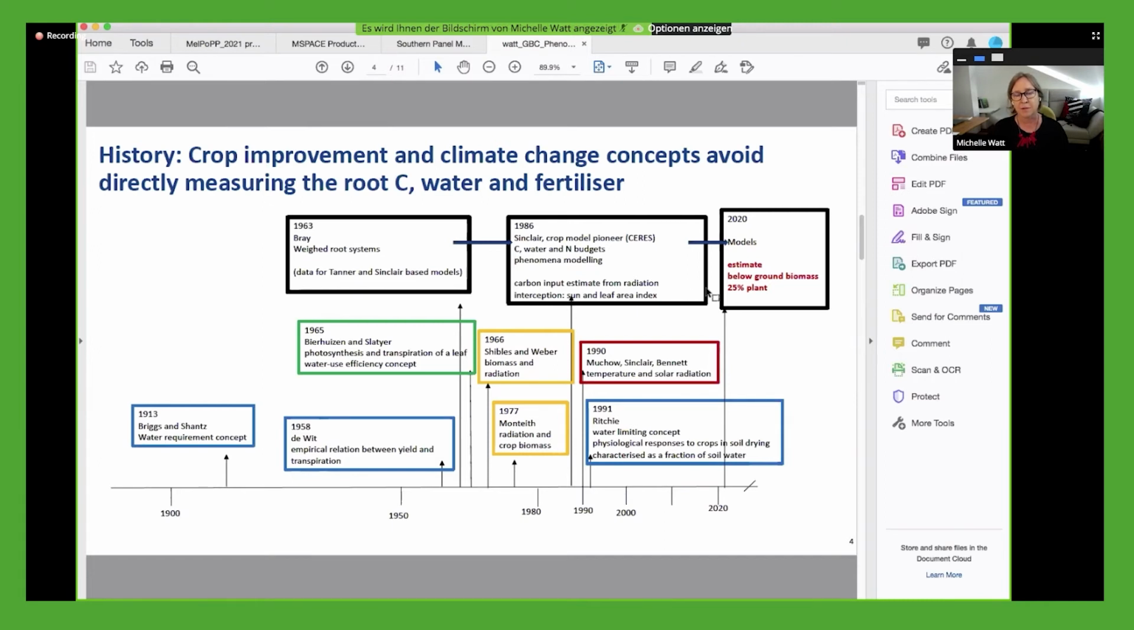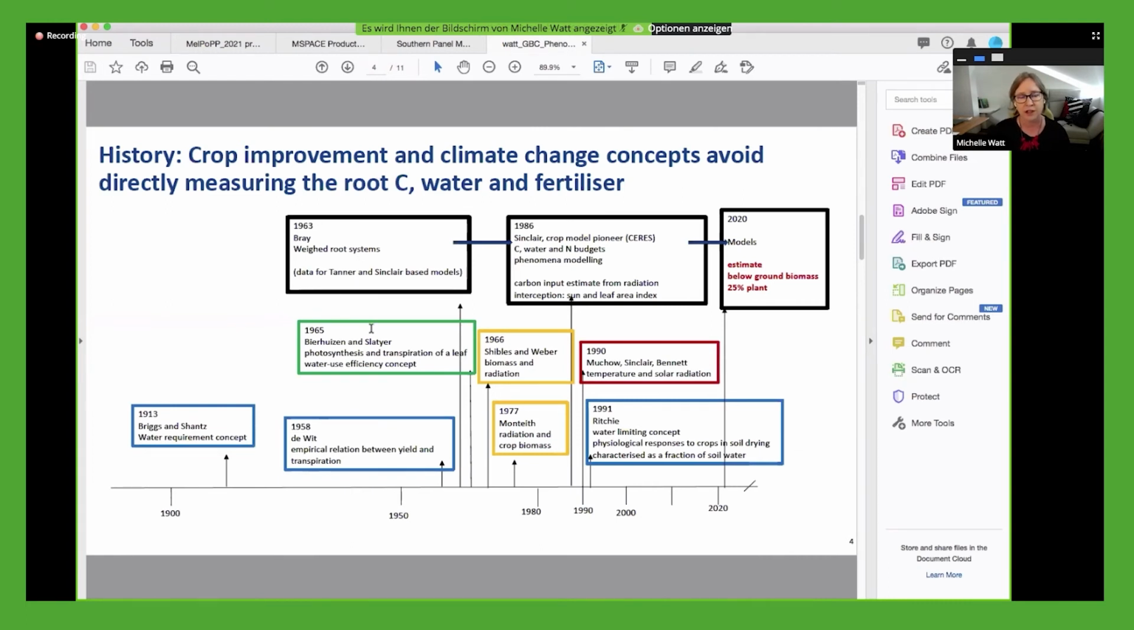Most of the global models for agriculture and also for climate estimates have a very round number of 25% of the plant biomass going below ground into roots. And the actual measurements for this number originated from weighing of the root systems back in the 1960s.